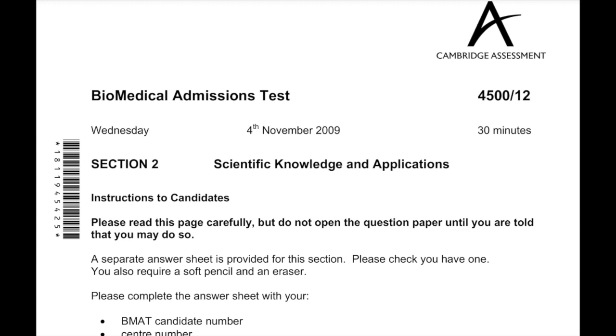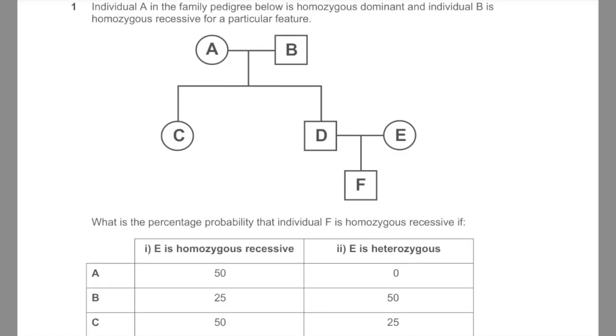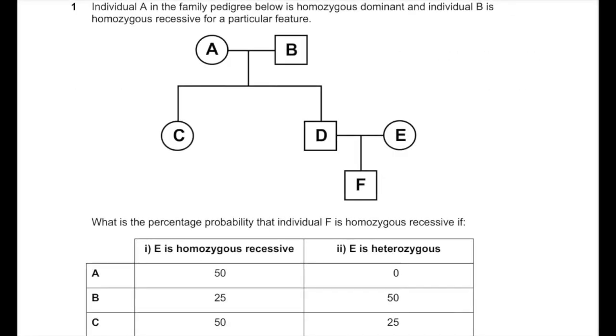Now, without further ado, let's get straight into the paper. Question 1. Individual A in the family pedigree below is homozygous dominant and individual B is homozygous recessive for a particular feature. What is the percentage probability that individual F is homozygous recessive if I, E is homozygous recessive, II, E is heterozygous? So this question is on Mendelian genetics essentially.